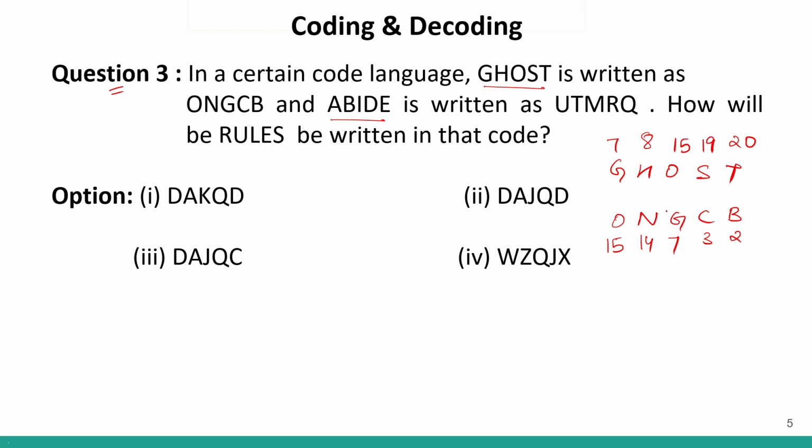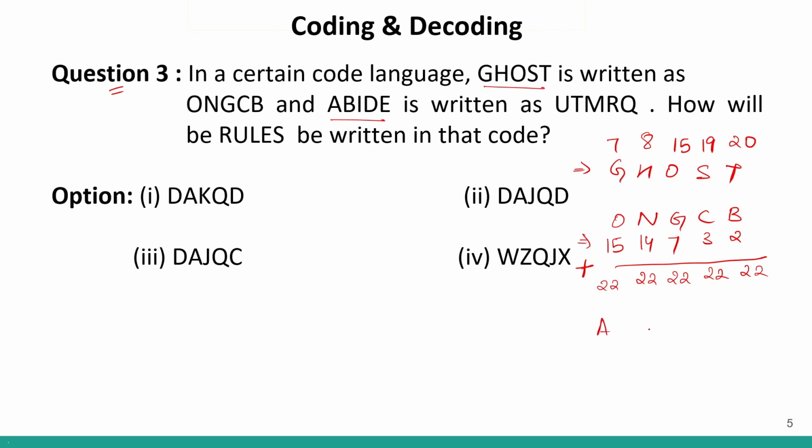But I can see a different sort of pattern if I sum the forward ranks. 7 plus 15 will give me 22. 8 plus 14 will give me 22. 15 plus 7 again will give me 22. 19 plus 3 will give me 22. And 20 plus 2 will give me 22. So the sum is 22 in each case: the sum of the forward ranks of the uncoded letter and the coded letter.